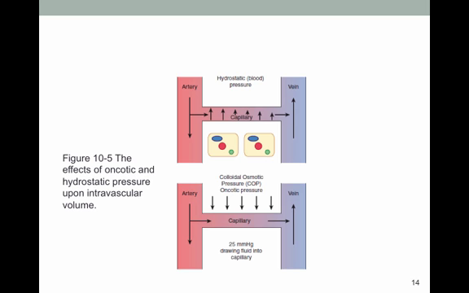And this is figure 10.5, the effects of oncotic and hydrostatic pressure upon the intravascular volume. The hydrostatic pressure is actually blood pressure. It's what pressurizes the system. So, again, one more time. Semipermeable membrane, and this is the cellular environment. This is side A and B. Let's start with that.